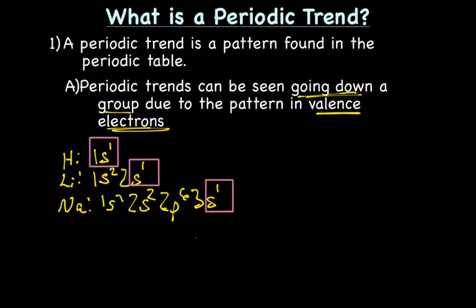And if we were to move on and look at the alkaline earth metals, beryllium, magnesium, calcium, etc., they'd all end in s2. And then the group 13 elements, boron, aluminum, gallium, etc., would end in s2p1 and so forth. So part of the reason for the periodic trends going down a group has to do with this pattern in their valence electrons.